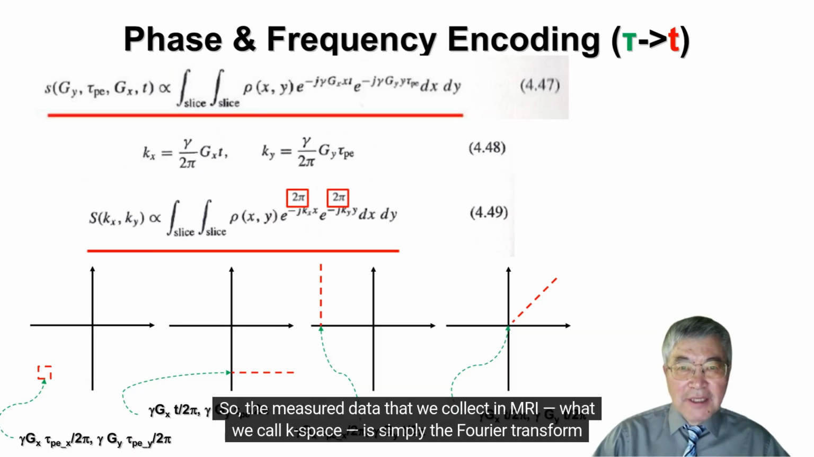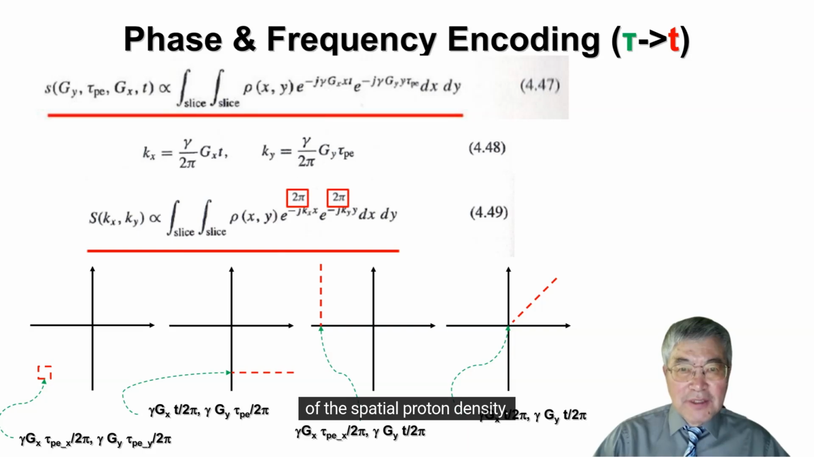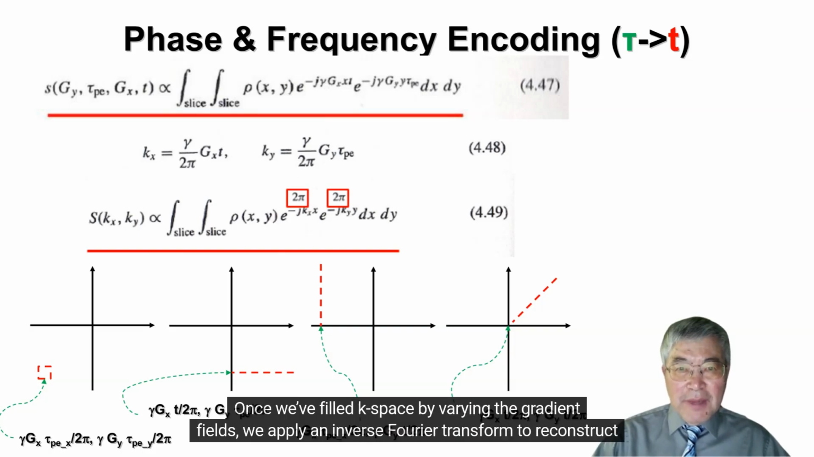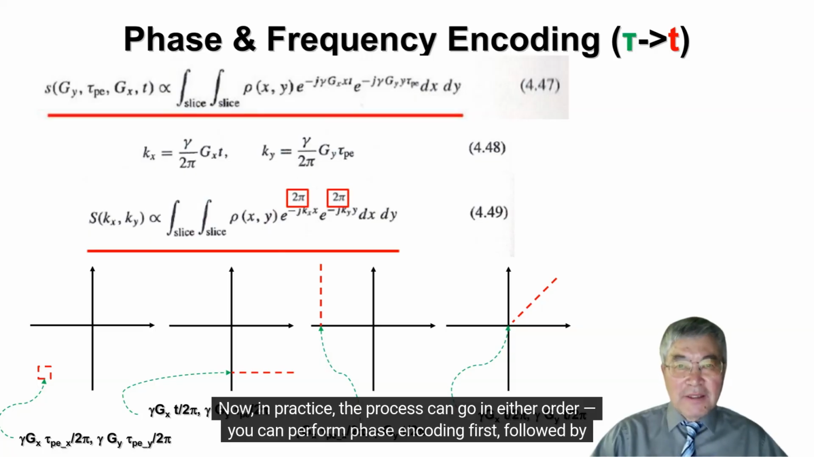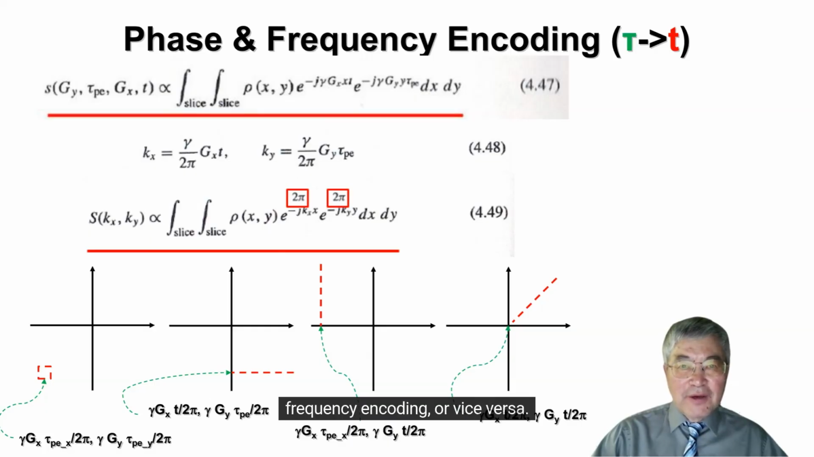So the measured data that we collect in MRI, what we call K-space, is simply the Fourier transform of the spatial proton density. Once we fill K-space by varying the gradient fields, we apply an inverse Fourier transform to reconstruct the image in real space. Now, in practice, the process can go in either order. You can perform phase encoding first, followed by frequency encoding, or vice versa.